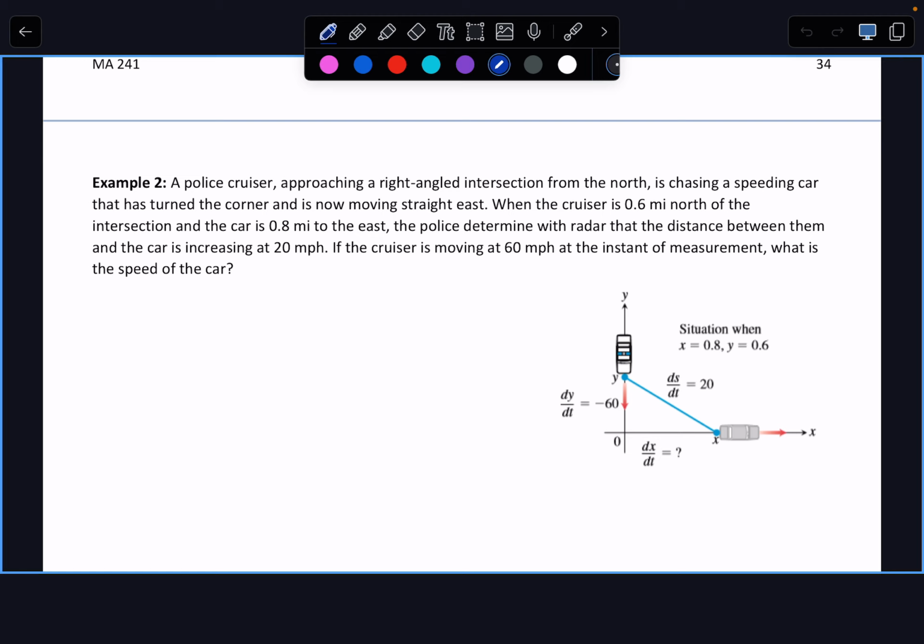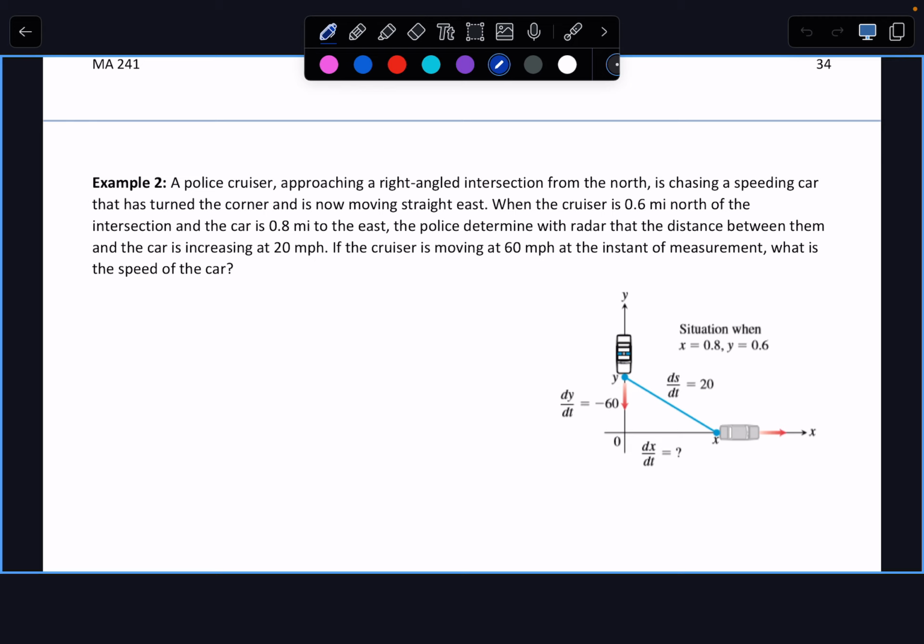The first one's actually one of my favorite ones. We're talking about a police cruiser approaching a right-angled intersection from the north. It's chasing a speeding car that's turned the corner and it's now driving to the east. When the cruiser is 0.6 miles north of the intersection and the car is 0.8 miles to the east, the police determine with radar that they're pointing a radar gun at the car, that the distance between them is increasing at 20 miles per hour. So I want to know if the cruiser is moving at 60 miles per hour at the instant of measurement, what is the speed of the car? So I want to find how fast is that car racing away from there, okay?